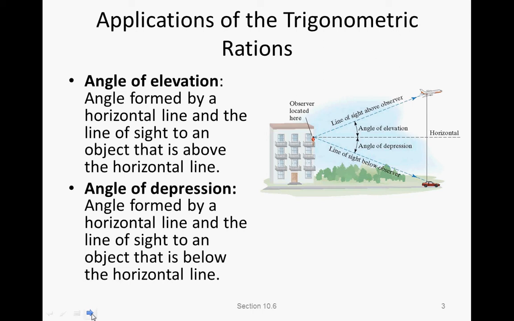And so there are two things I want you to know. The angle of elevation is the angle formed by a horizontal line and the line of sight. So if I am standing on this balcony and I'm looking off in the distance horizontally, that's the horizontal line, and if I have to look up to see the airplane, that angle is called the angle of elevation. If I look down from this balcony to see a car on the street, that angle is called the angle of depression. So both of these are referenced from a horizontal line of sight, either above the horizontal line of sight or below the horizontal line of sight.